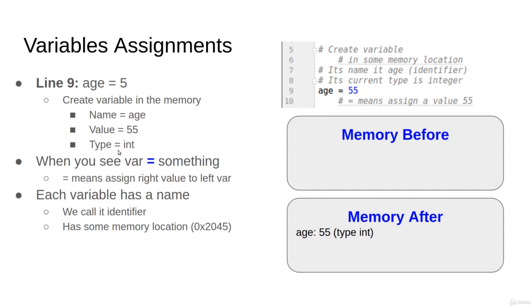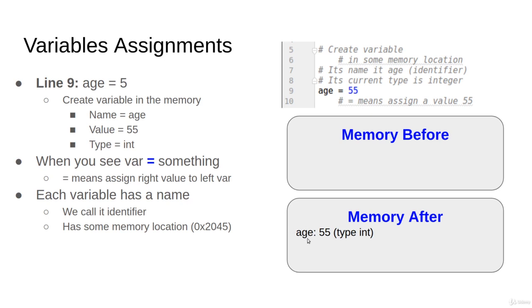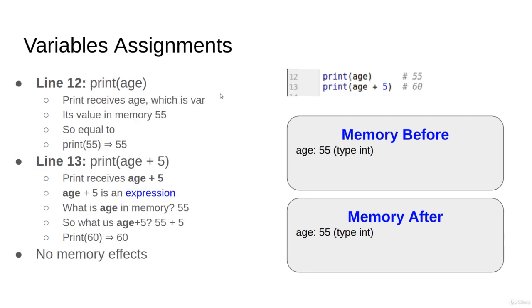The equal here means assign. It takes the value on the right side and puts it on the left side. So the left side represents some box in the memory, the box of the age itself. And as we said, there is definitely some memory location for every variable, but we don't necessarily know exactly where it is, but we know it must exist there. Let's proceed more with our code.